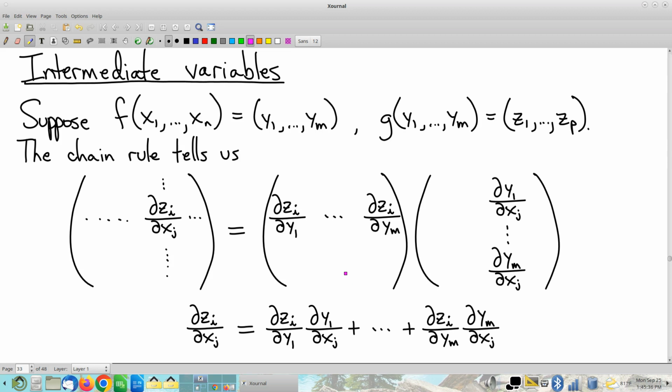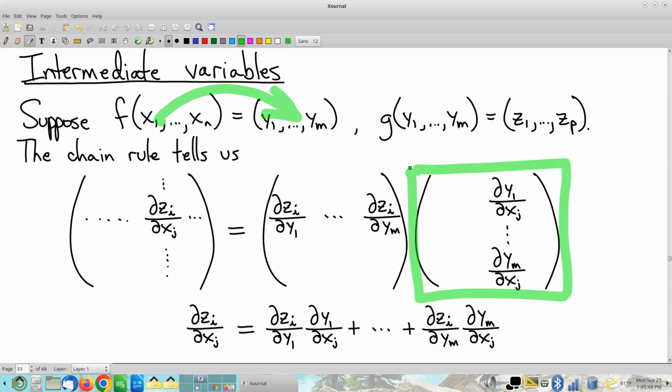So here's the scenario I want to consider. Suppose we have a function giving the y variables as functions of the x variables. You can write down the derivative matrix as a bunch of partials of y sub whatever with respect to x sub whatever, in the usual way. Then we compose that with this function that computes the z variables as functions of the y variables. And again, you can talk about its derivative matrix.